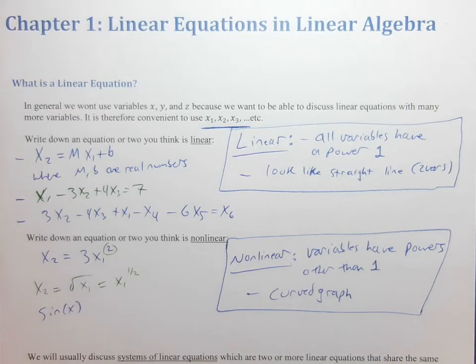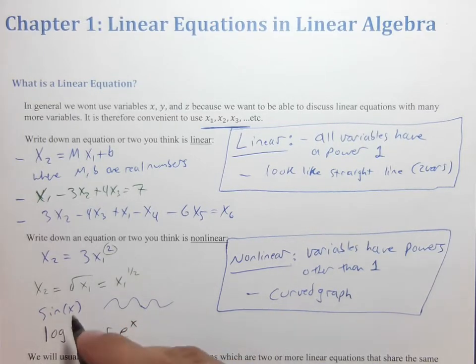Sine, right? That's nonlinear. We know that sine makes a wave kind of shape, which is obviously not a linear shape. And so that's nonlinear. And logs and exponentials are also nonlinear for that matter. So something like log of x or e to the x are nonlinear. Again, the powers of 1 don't really fit nicely into that definition, but we can certainly tell that those are curved graphs, right? If you remember what the graphs of logs and exponentials look like, they're curved.